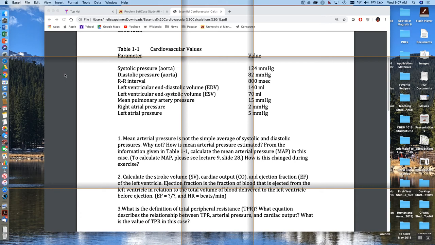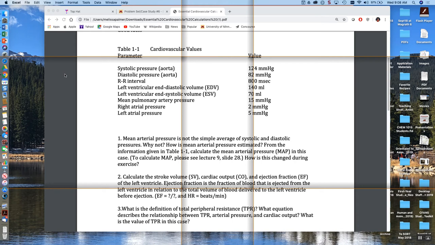Stroke volume is 70 mils per beat, multiply that by 75 beats per minute. And that's going to be 5,250 mils per minute, or 5.25 liters per minute, right?